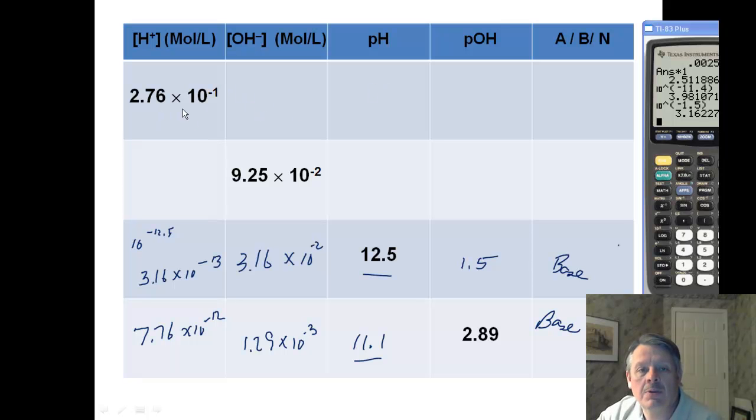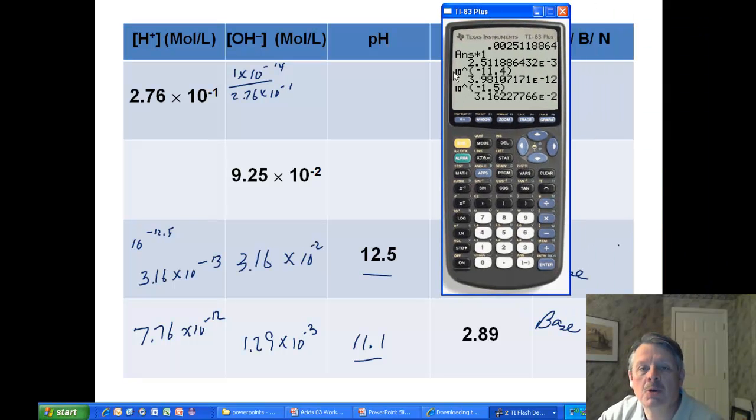Now when we're figuring out these two numbers, we take 1 times 10 to the minus 14th, and we divide by whatever number we're given, which is 2.76 times 10 to the minus 1. Just to refresh our memories, this is going to be 1 EE minus 14 divided by 2.76 EE minus 1. Kind of messed that up, didn't you? 2.76 EE minus 1.